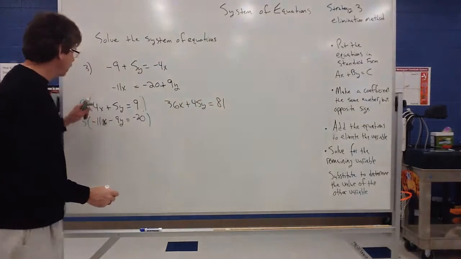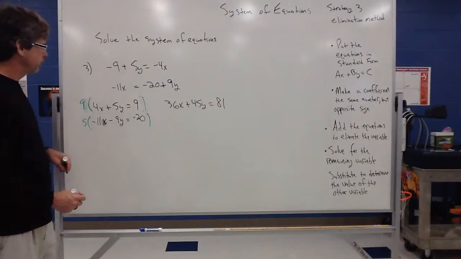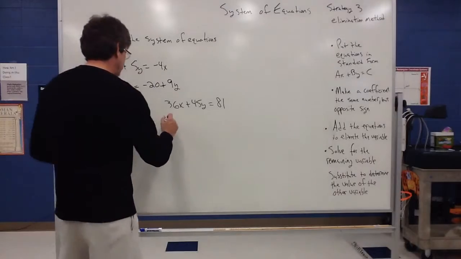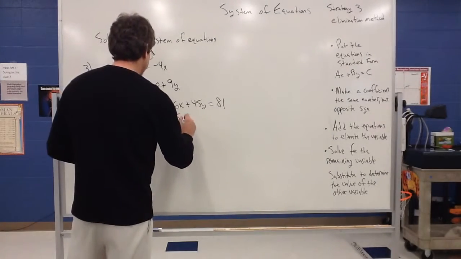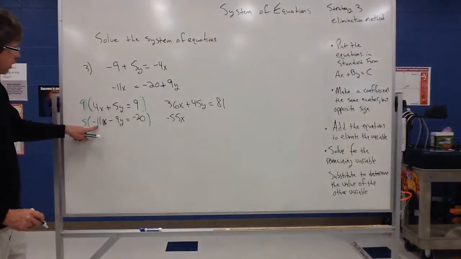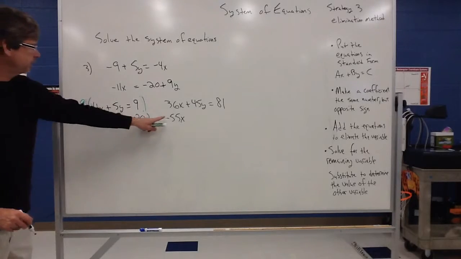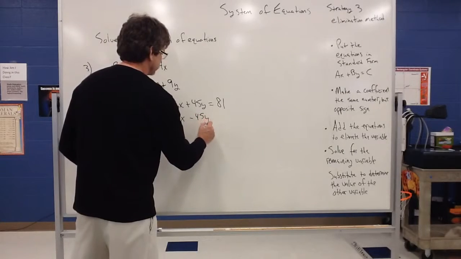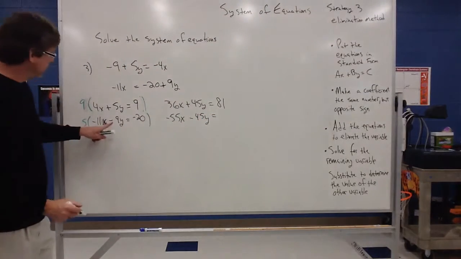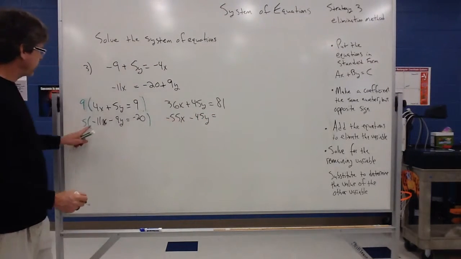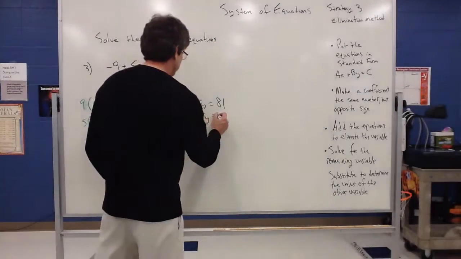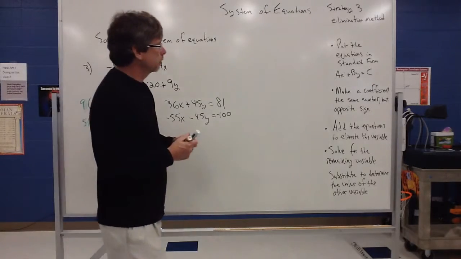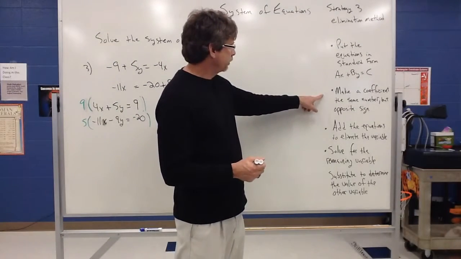So you got to remember, we got to multiply this side and this side by 9. And I got to multiply this side and this side by 5. So that's going to give me a negative 55x. So 5 times the negative 11 is negative 55. That's going to give me my negative 45y. 5 times negative 9 is my negative 45. And then 5 times my negative 20 would give me my negative 100. So I've got my coefficients the same.